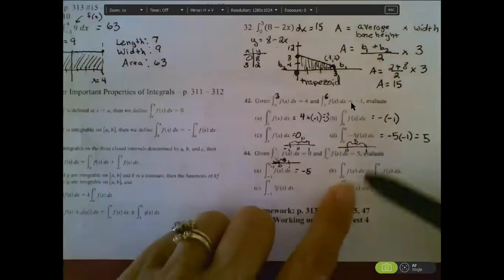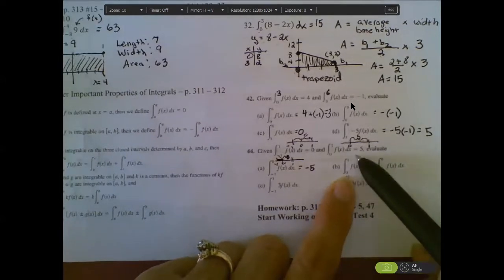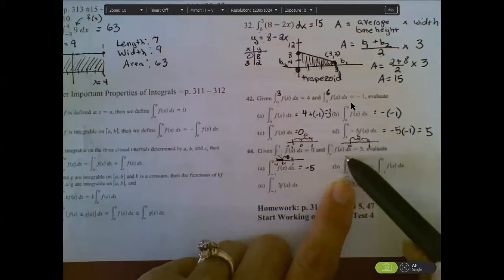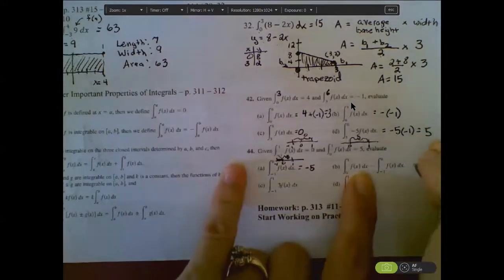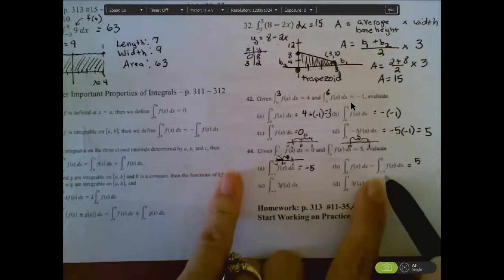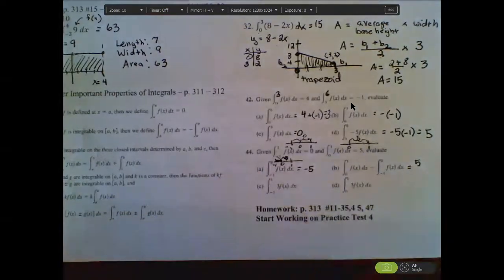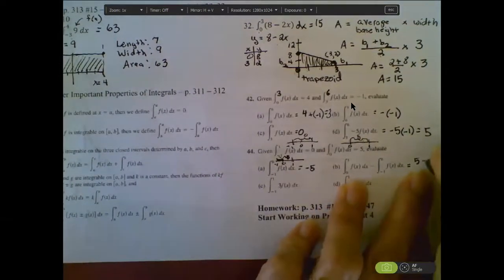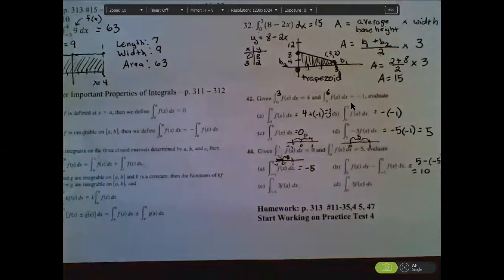The B part, find the definite integral from 0 to 1 of f of x dx. What's the value of this term? 5. And then what's the value of this second term from -1 to 0? -5. Yeah, that's what we got in the A part. So 5 minus -5 is 10.